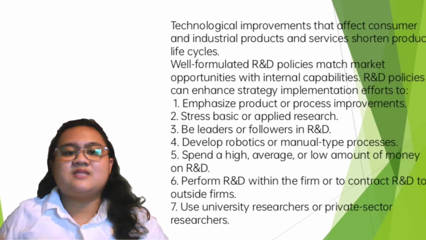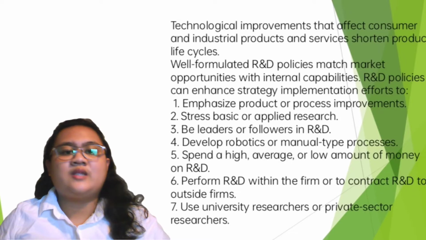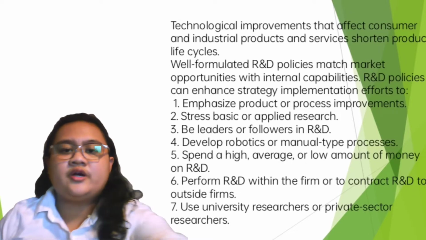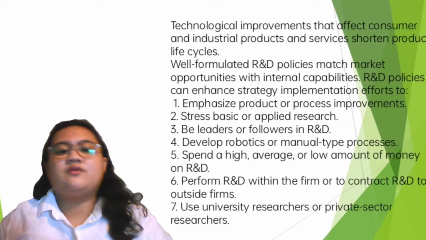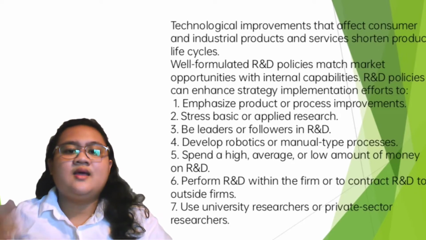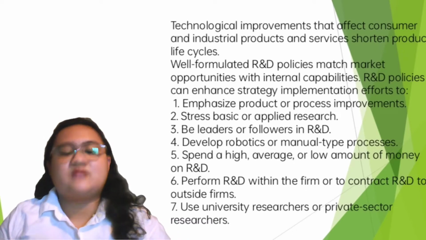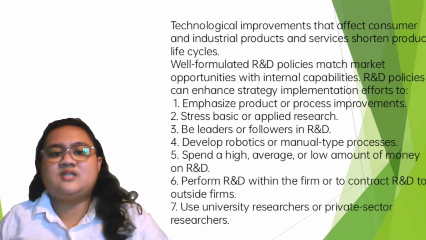Second is stress basic or applied research. Third is be leaders or followers in R&D. Fourth is develop robotics or manual type processes. Fifth is spend a high, average, or low amount of money on R&D. Sixth is perform R&D within the firm or contract R&D to outside firms. Seventh is use university research or private sector researchers.